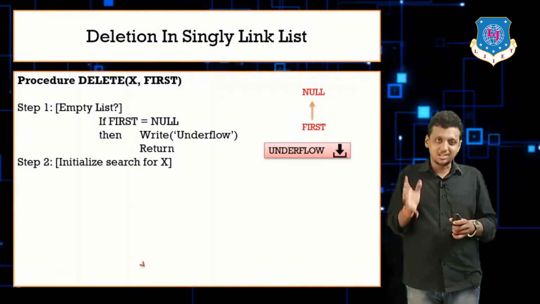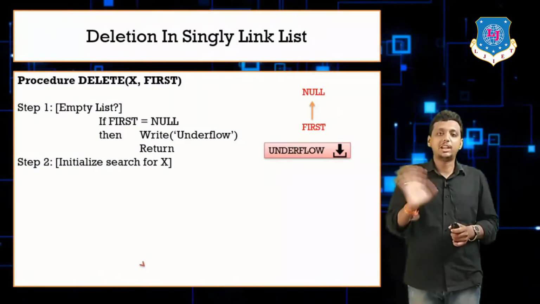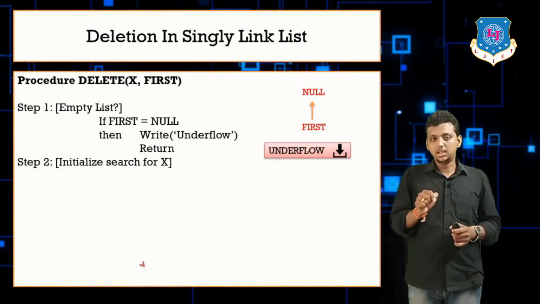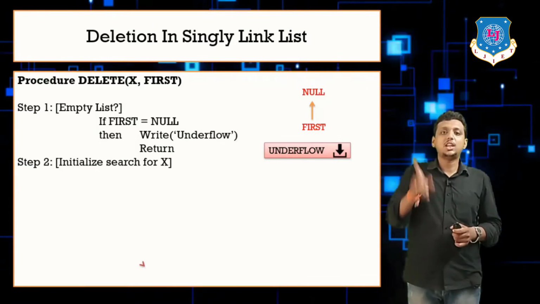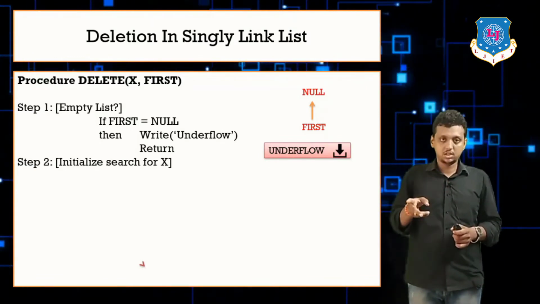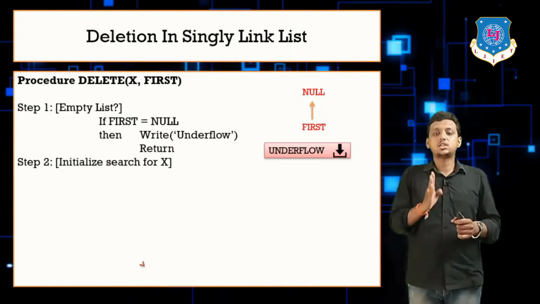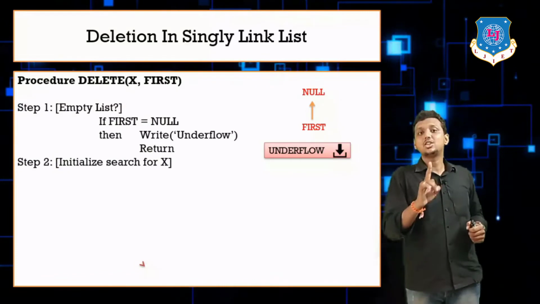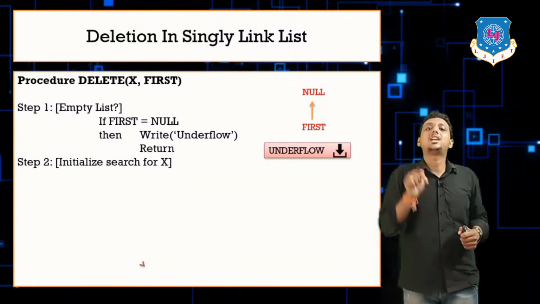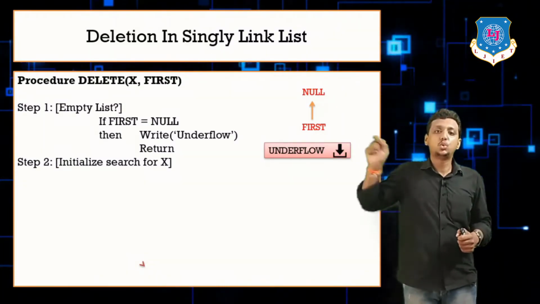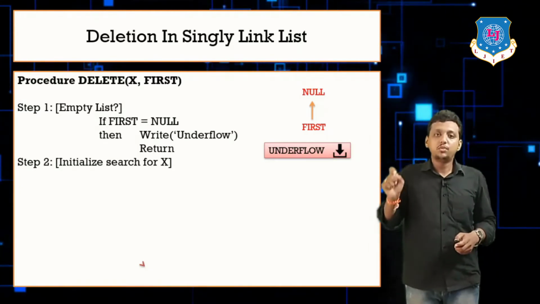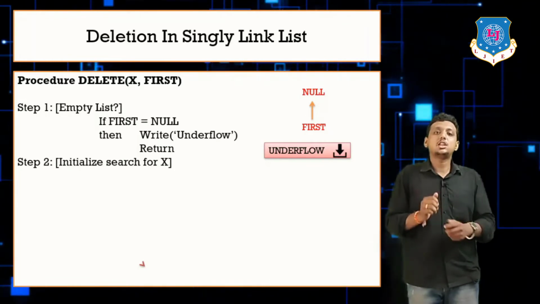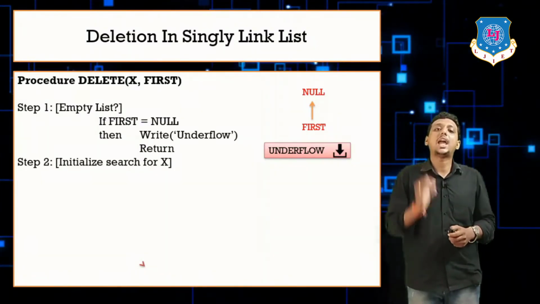What is x? Is x a value? No, x is not a value, students. In this example, x is an address. That means you should not write info of new or info of first. You have to take the first and check whether the first value is x or not. Because x is not a value over here. x is the address of the node you want to delete. Whatever node you want to delete, its address is x. We just need to find out x.